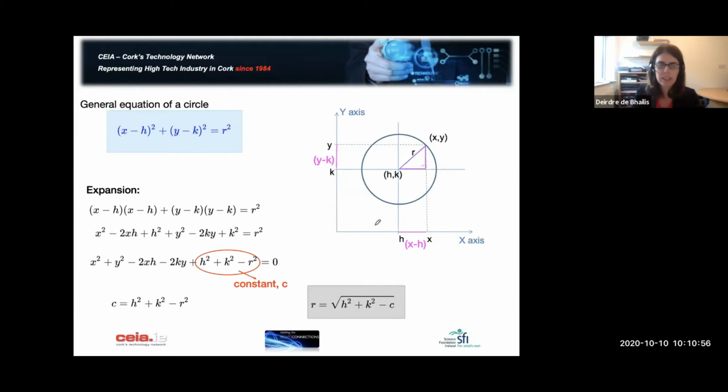So when I rearrange this equation here, what I get is r is equal to the square root of h squared plus k squared minus c. Now the reason I wanted to do that expansion is I wanted to relate this equation here, the equation of this equation, to the other one in the mathematical table.